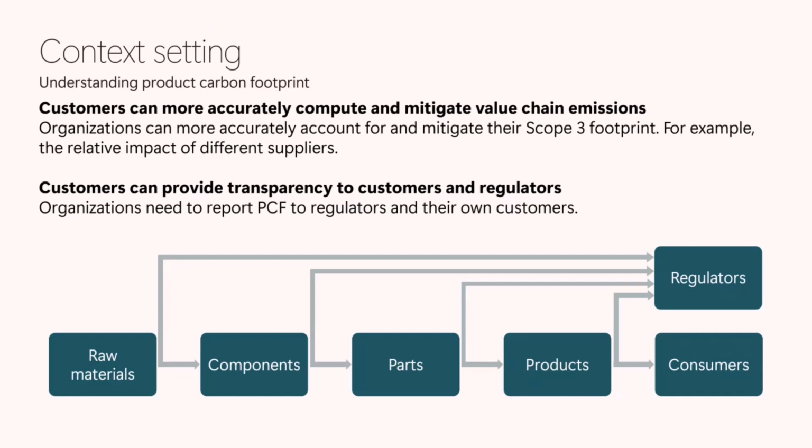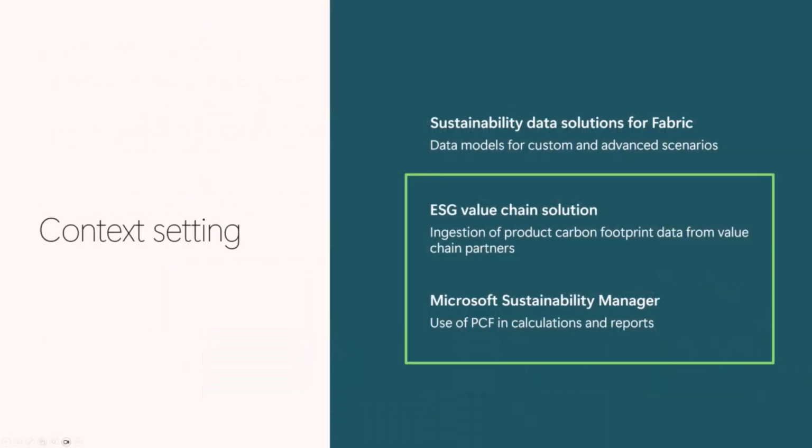And then finally, we're seeing added regulatory pressure for all the players in the value chain, from the raw material producers to the final product, finished good producers, with increased regulatory pressure around understanding the product carbon footprint. Now, getting concrete and bringing it to the product, there are three main areas of investment for us around product and product carbon footprint. Number one is within Fabric, and I won't talk too much about that today, but within Fabric, we're adding some data model concepts around product and product carbon footprint, which should help customers who are trying to build some of these more custom and advanced scenarios.